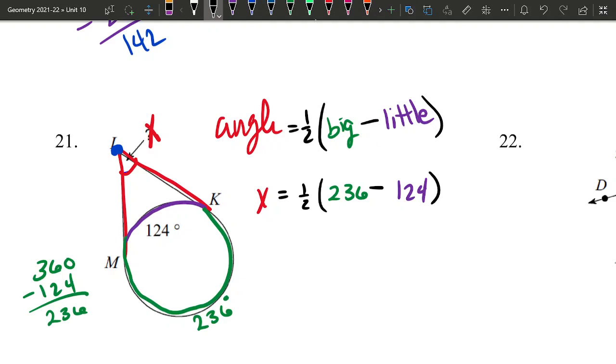236 minus 124. Just simplify that first. That is 112. So x equals half of 112. 112 divided by 2 is 56. So x equals 56.